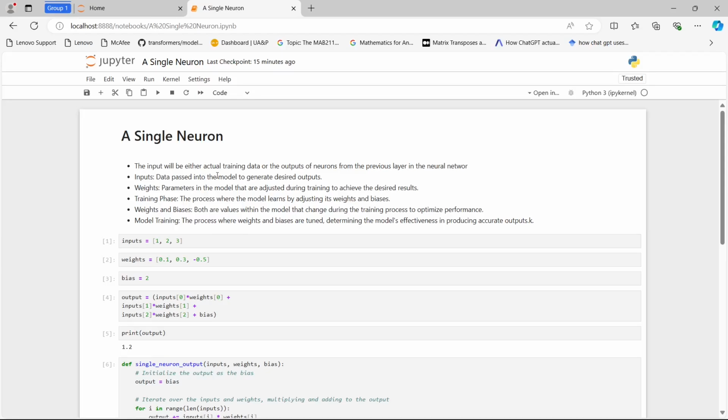The input will either be actual training data or the inputs from the previous layer in the neural network. In any model, we of course need data to be able to train something, right? And for us to also have results. So when we talk about a neural network, the data can be the actual training data, or it can be the results coming from the previous layer.